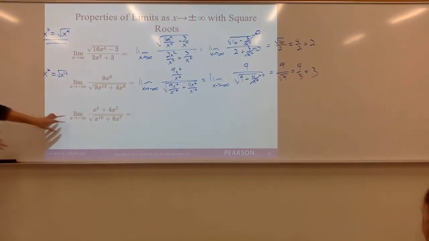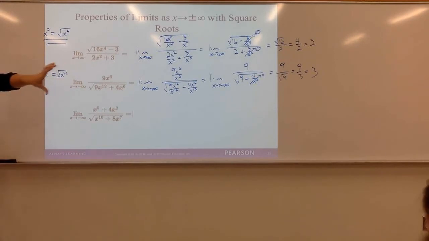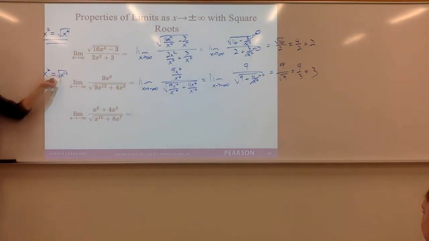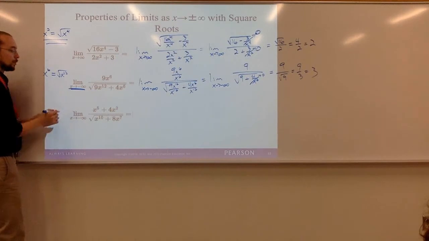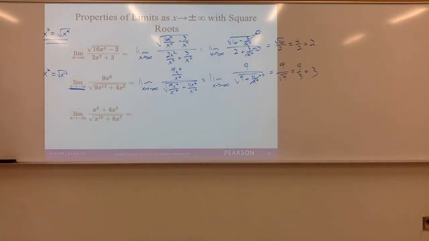So we're going to do this last one together because something a little bit different happens on this one. Did we get 3 for this middle one here? We use the equivalent factor here: x to the 6th is the same as the square root of x to the 12th. Now, on this one, we did have something a little bit different. On the first one, we had as x approaches positive infinity. On this one, we had as x approaches negative infinity.